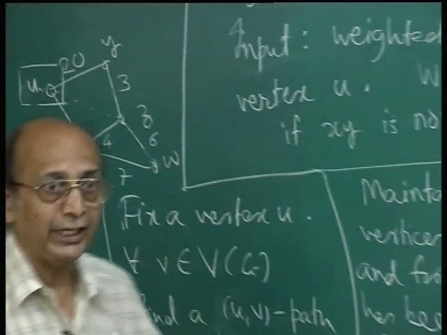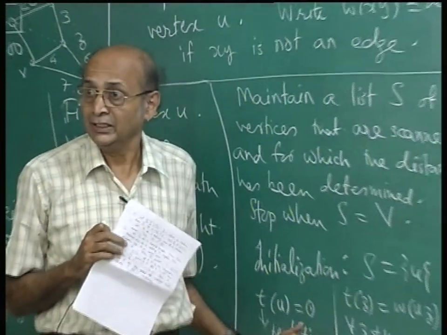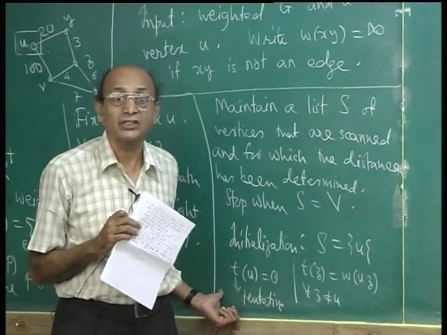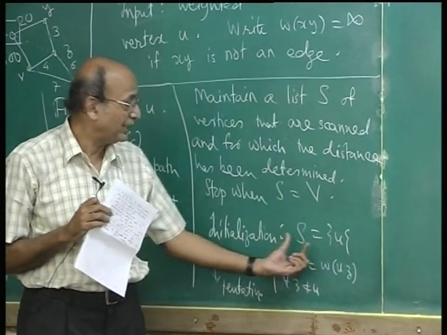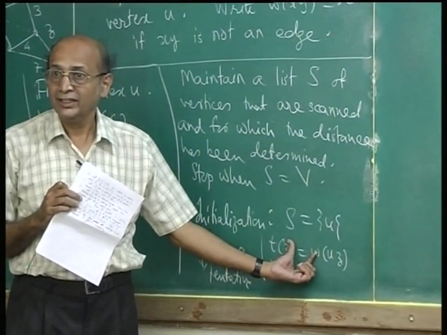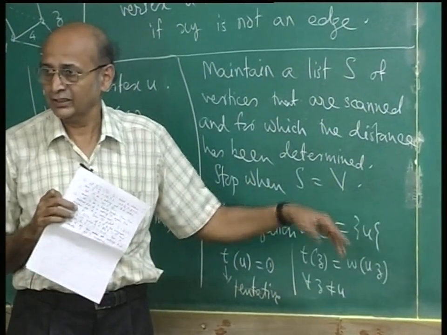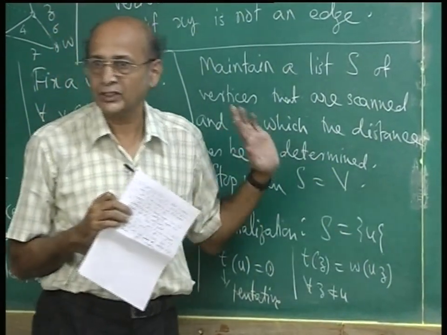T is for tentative. One is writing an algorithm. Therefore, this will keep getting revised. The tentative distance will keep getting revised because S will also get revised. S will get newer and newer elements in it. We'll keep adding newer elements to S.